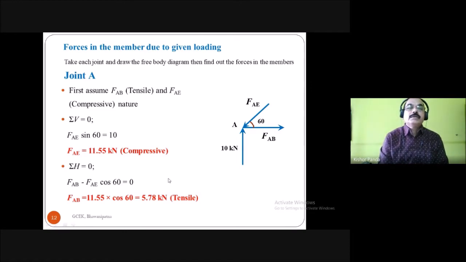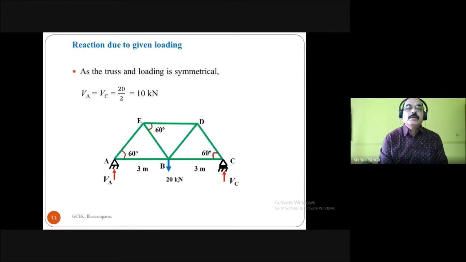Then find out the forces in the members due to the given loading. Here you got the reaction at end A and at end C. VA and VC are 10 kilonewton. Due to this load, you have to find out the forces in the members. Because here you got VA, 10 kilonewton.